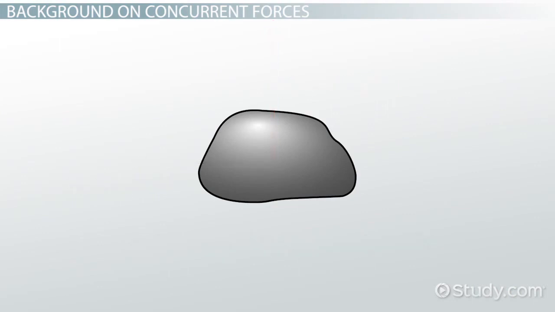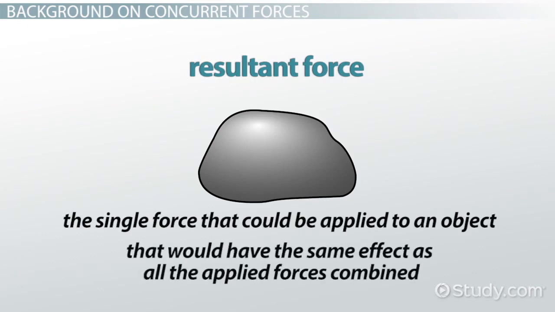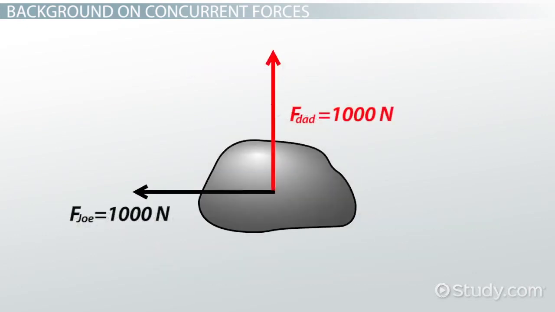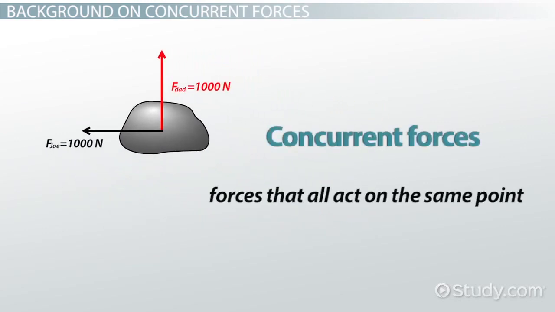To answer this question, we need to know how to calculate the resultant of these two applied forces. The resultant force is the single force that could be applied to an object, in this case the rock, that would have the same effect as all the applied forces combined. Because both forces pass through the same point at the center of the rock, we say that these two forces are concurrent. Concurrent forces are forces that all act on the same point.